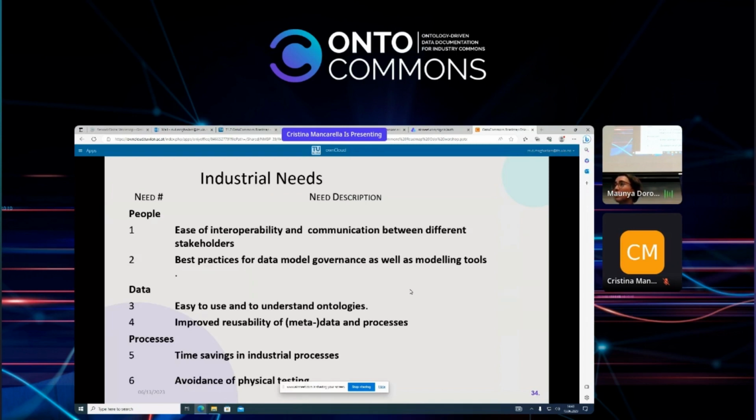On the data dimension, it's also not easy to use and understand ontologies as they are, and they need to be applicable without much explanation. Improved reusability of this metadata and processes is also a need that is perceived by all industrial applications that we talked with. And on the processes dimension, we saw that cost and time saving is one of the main topics that the industrial partners have, and to save resources, they would need some help and increased automation in the tasks of decision making.